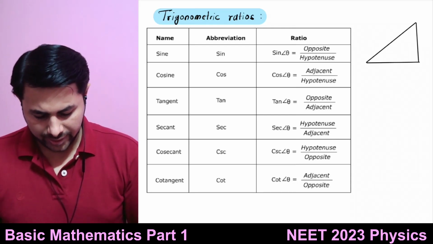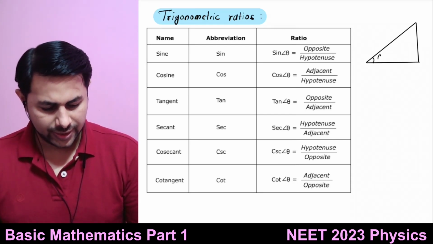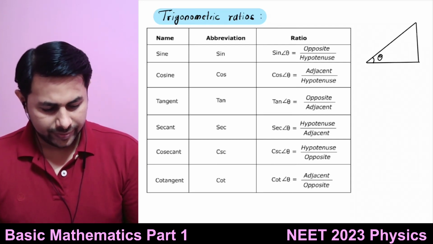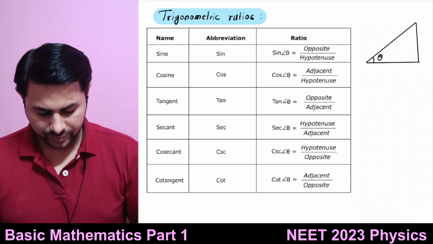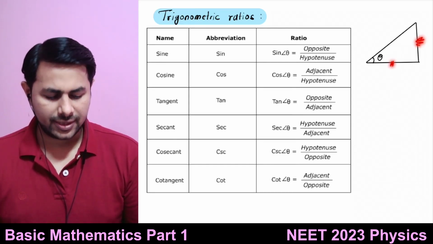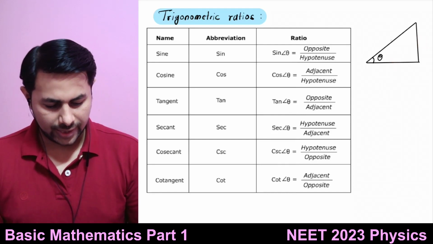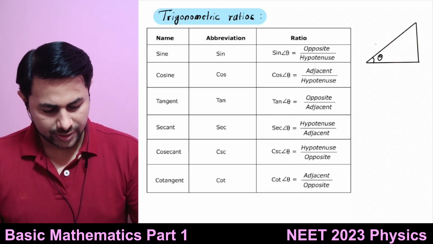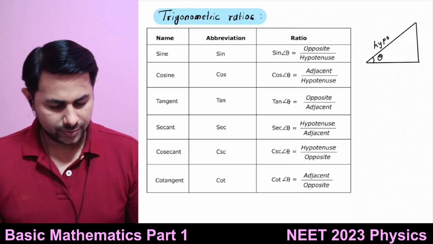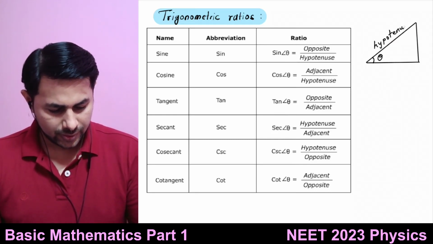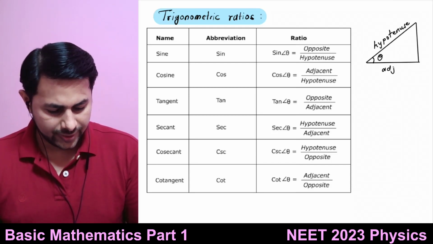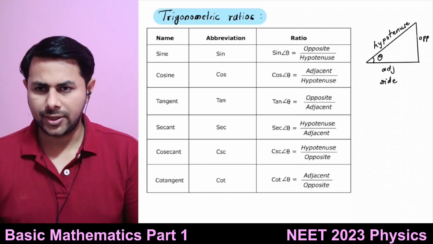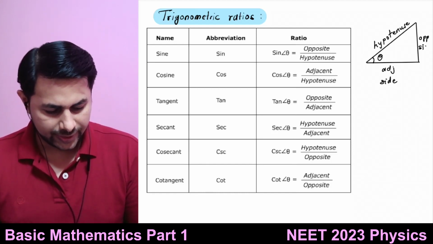Let's say we call this angle theta. For this theta, this one is the opposite side, and this is the adjacent side, and this is the hypotenuse. So this is the hypotenuse, this is the adjacent side, and this one is opposite. It's not going out of the screen, opposite side.